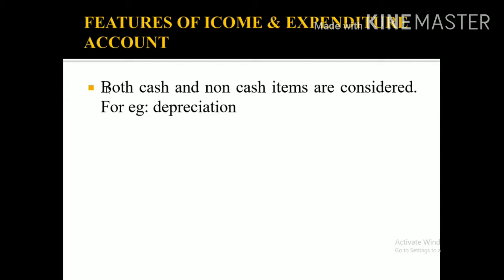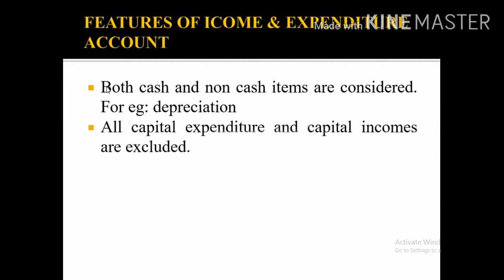For example, on the expense side, we might find salary, we might find rent, and we may also find something known as depreciation. Salary is a cash expense, rent is also a cash expense, but depreciation is a non-cash expense. So it considers both cash and non-cash items.